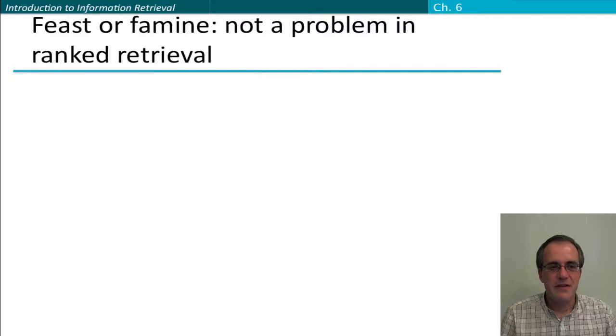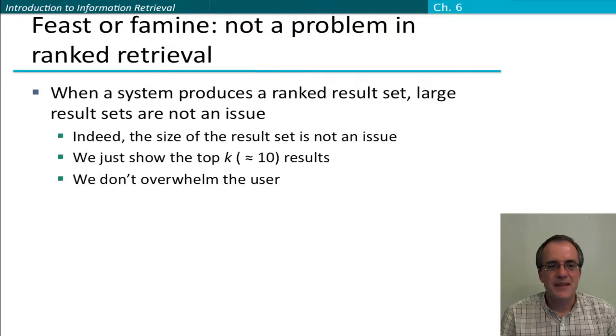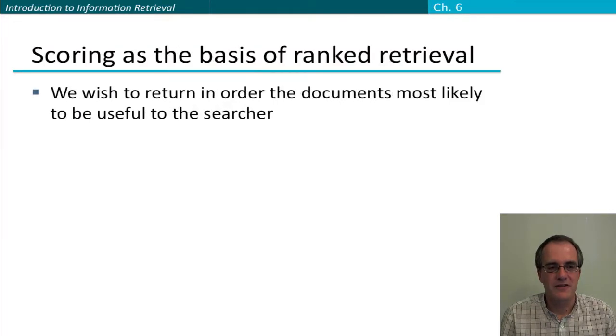The feast or famine problem doesn't exist in ranked retrieval. When a system produces a large result set, users don't really notice. Indeed, the size of the result set basically isn't an issue, because normally the system will start off by just showing the user the top few results, and so not overwhelm the user, and so the total number of results is not something they would probably know or notice. This all depends on having a ranking algorithm that works well though, so that the top results are good results.